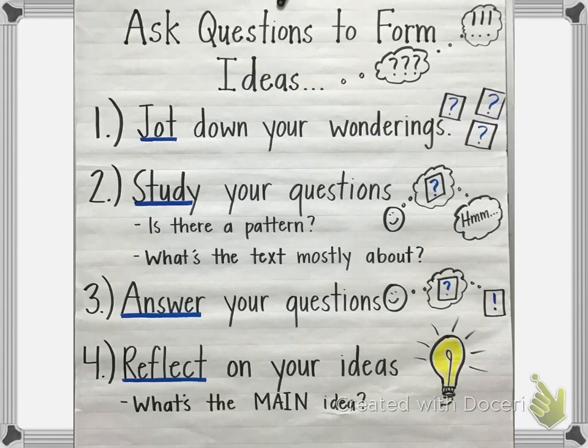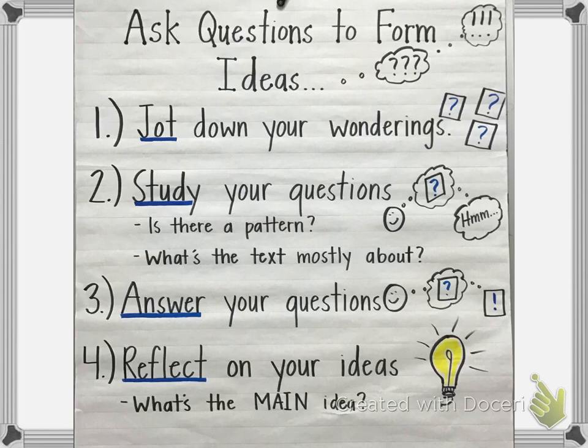Hi everybody. So this is an anchor chart, and today we are going to use this anchor chart to help us learn another strategy to figure out the main idea when we are reading. So this particular strategy is most helpful when reading something a little bit longer, like a chapter book, but it is always good for us to use.